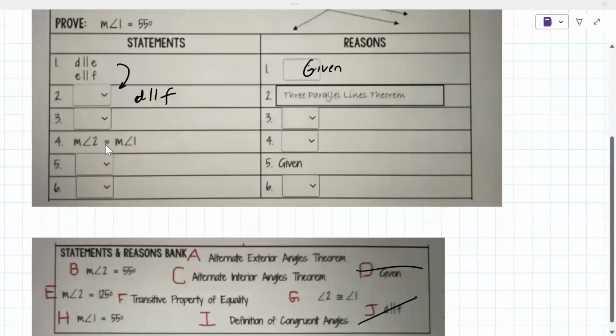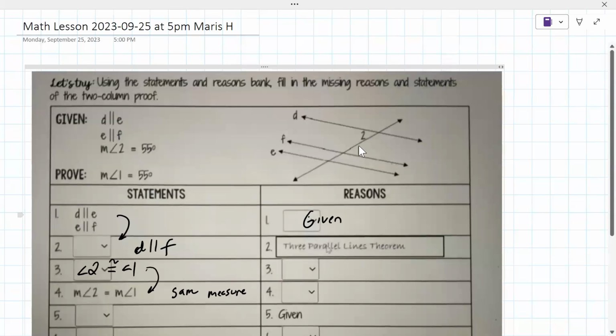Okay, now the answer to 3 leads to 4. So 4 says that the 2 angles have the same measure. Before you say 2 things have the same measure, what do you say about the angles? They are congruent. Yes. So angle 2 is congruent. Actually, I should check that that's on there, and it is. All right.